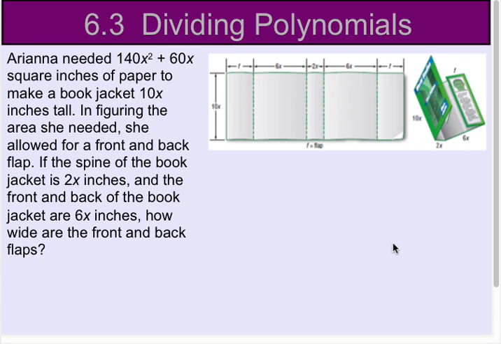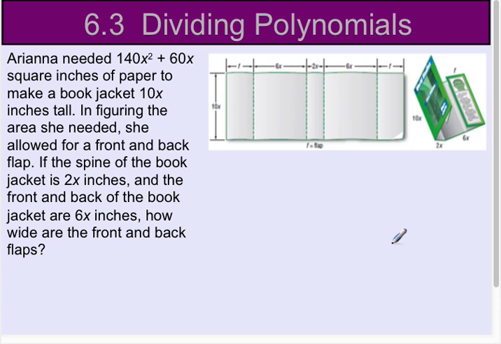Ariana needed 140x squared plus 60x square inches of paper to make a book jacket 10x inches tall. In figuring the area she needed, she allowed for a front and back flap. If the spine of the book jacket is 2x inches and the front and back of the book jacket are 6x inches, how wide are the front and back flaps? There's a nice little drawing here that shows how everything is laid out.